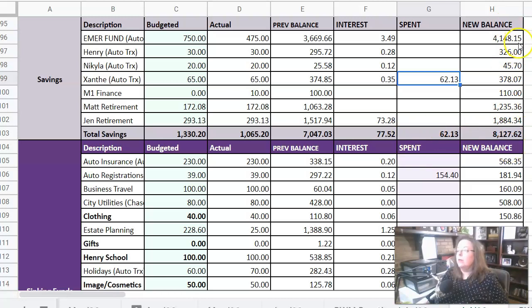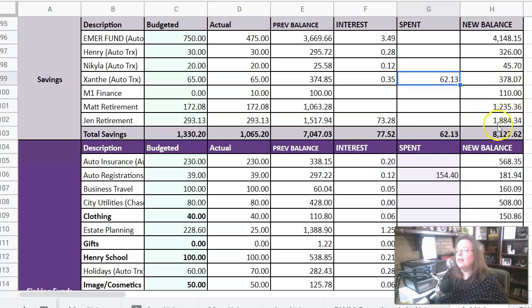You can see we have emergency fund is at over $4,100, which is fantastic, especially given what's going on with us right now, because we are going to need this, I believe. Then we have Henry's at 326. Nikyla is our granddaughter, and she's at 45, 378 for Xanthi. And then we've got 110 in the M1 finance.